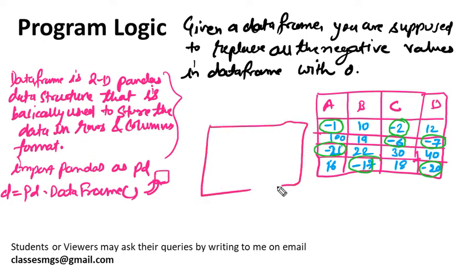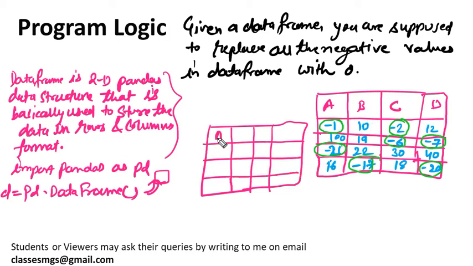Positive values you need not change. Positive values will remain the same as they are. Like 10 will not change. 10 will be 10 only. The only thing you need to do is change the negative values to 0.